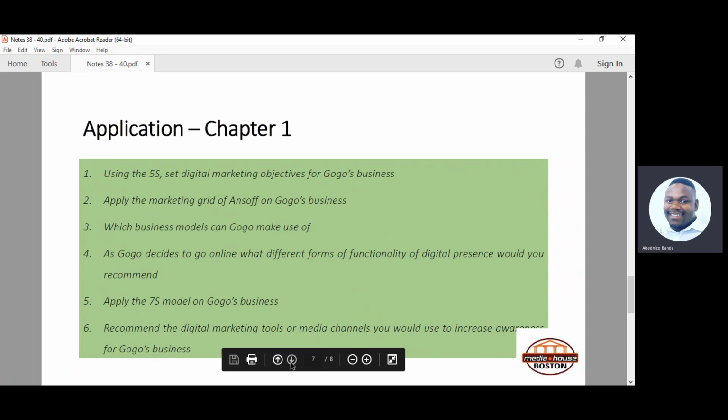You also need to think about the business models that Gogo can use. We spoke about business models. We spoke about B2B, B2C, and so on. You can apply those. As Gogo decides to go online, what different form of functionality of digital presence would you recommend? Apply the 7S model. Recommend the digital marketing tools or digital marketing channels you used to increase awareness for Gogo's business.